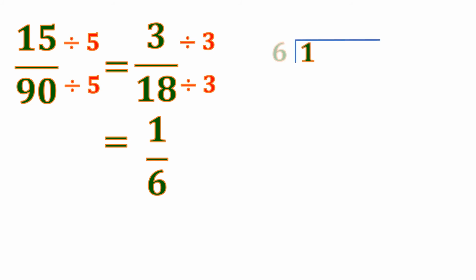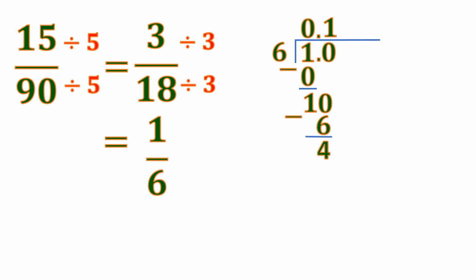So 1 divided by 6, that cannot be, so just put 0. 0 times 6 is 0. 1 minus 0 is 1. Then we have remainder 1, so we'll continue by adding 0. And we don't forget to put the decimal point. Then bring down 0. 10 divided by 6, it will be 1. And don't forget to copy the decimal point on top. Then 1 times 6 is 6. So 10 minus 6, it will be 4.